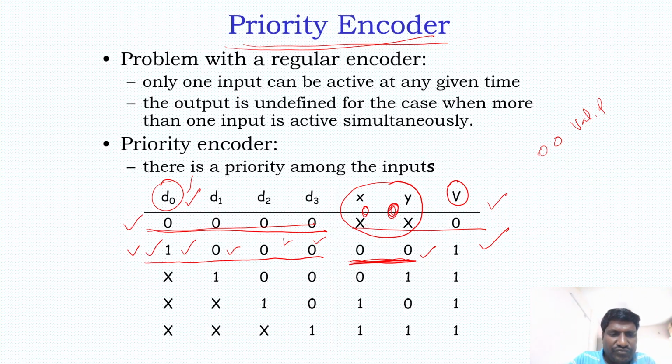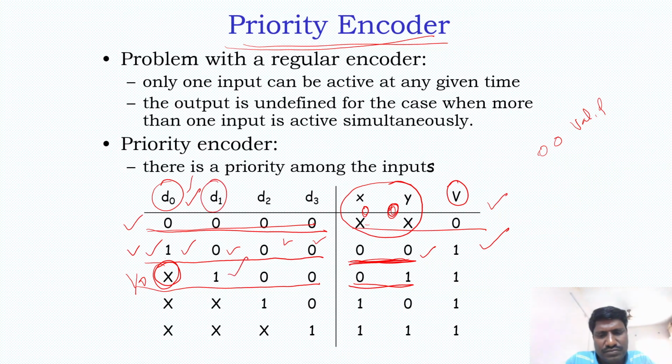So when D1 is 1, we are designing this encoder in such a fashion that D1 has the highest priority. It doesn't matter what the value of D0 is, whether it is 1 or 0. We are going to get output 0 1, saying that the D1 line is active. Whatever may be the input on D0, D1 has the highest priority compared to D0. The rest are zeros, that is, D2 and D3 input lines are zeros.